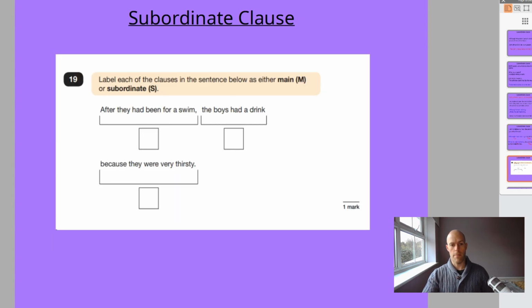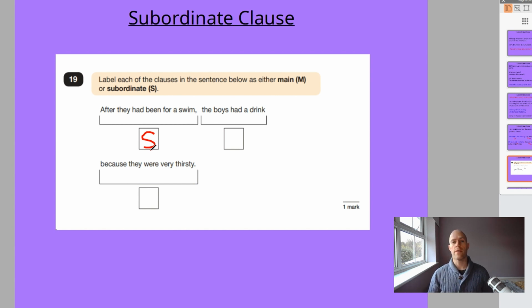Okay, here are some SATs questions. This is from the 2022 paper, I think. It says: label each of the clauses in the sentence below as either a main clause with an M or subordinate with an S. So we use that easy test first. Here's the first one: "After they've been for a swim." Could you go up to somebody and just say, "after they've been for a swim"? They wouldn't really know what you're going on about, so that's a subordinate clause. It doesn't make sense on its own. They would be expecting more information in the form of a main clause for the sentence to make sense.